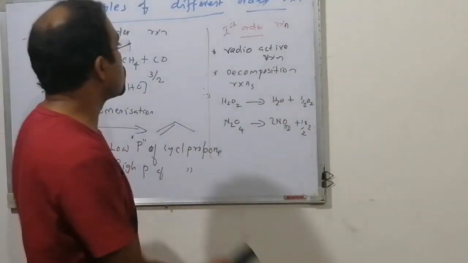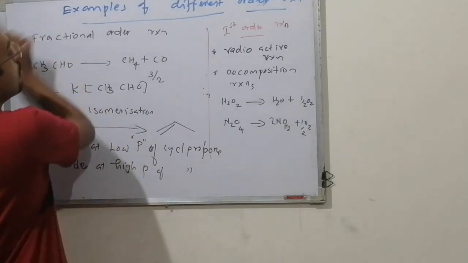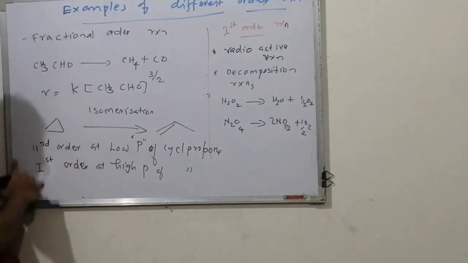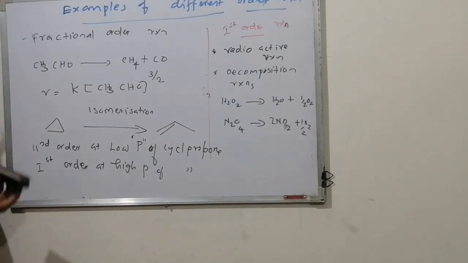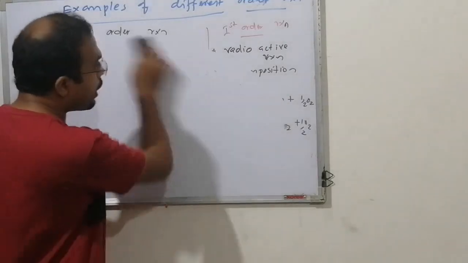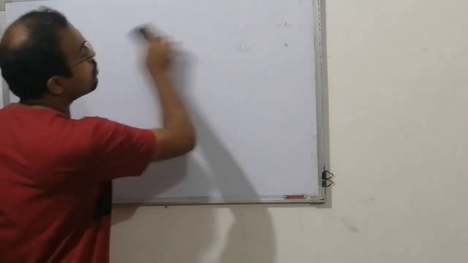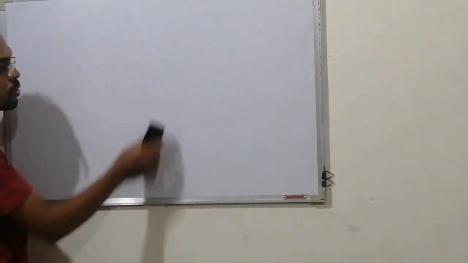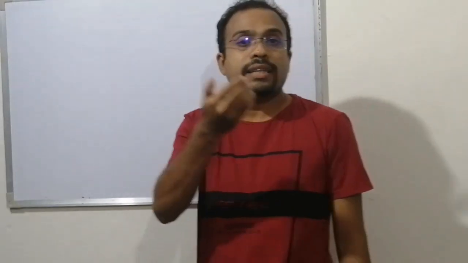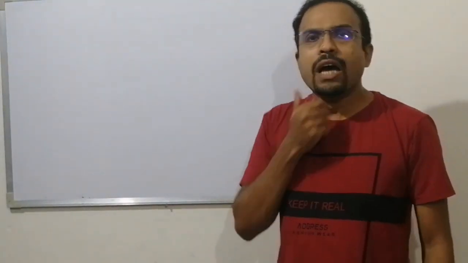I challenge you to get more examples for different orders of reactions. Is it okay? You collect more examples for different orders of reactions. And when you get any example, never generalize that, because order is an experimental quantity, it can only be obtained from rate law expressions.